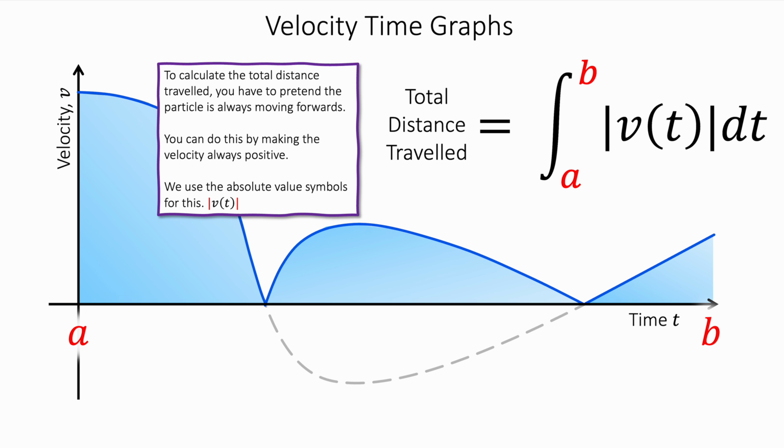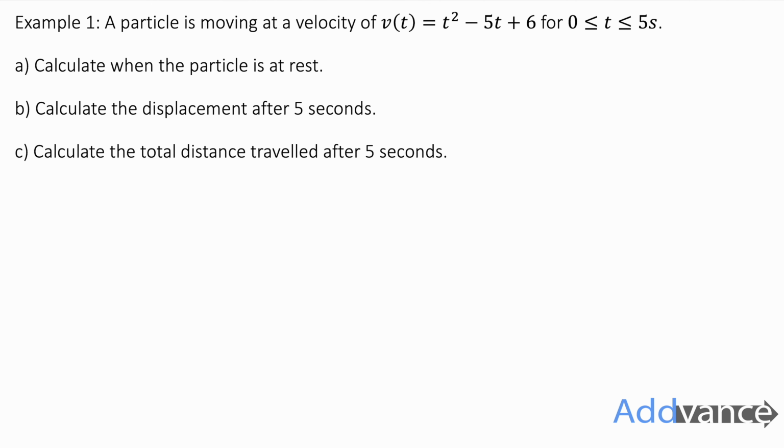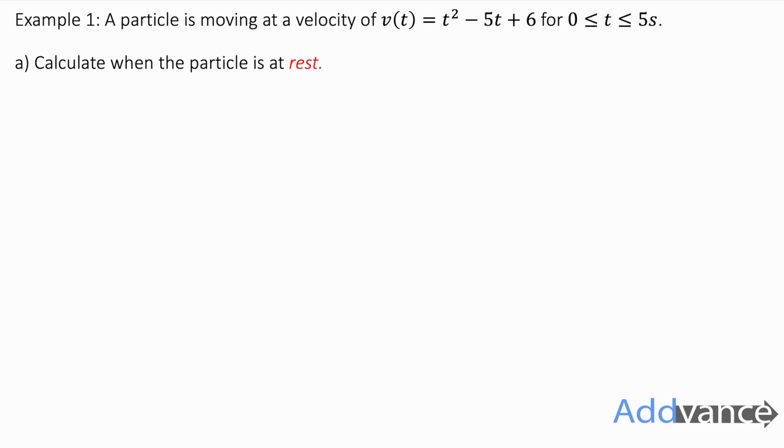Let's see this in an exam-style question now. So a particle is moving at velocity t squared minus 5t plus 6, for 0 is less than or equal to t is less than or equal to 5. Calculate when the particle is at rest. So the word rest means the velocity is 0. So we're going to make the equation for velocity equal to 0.